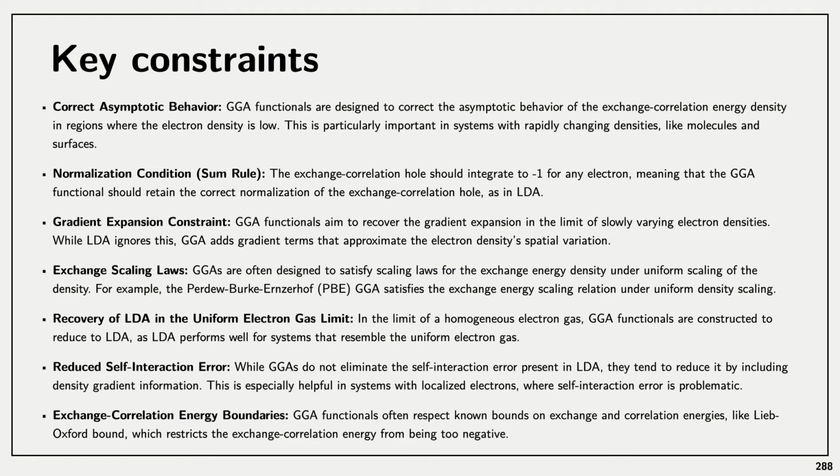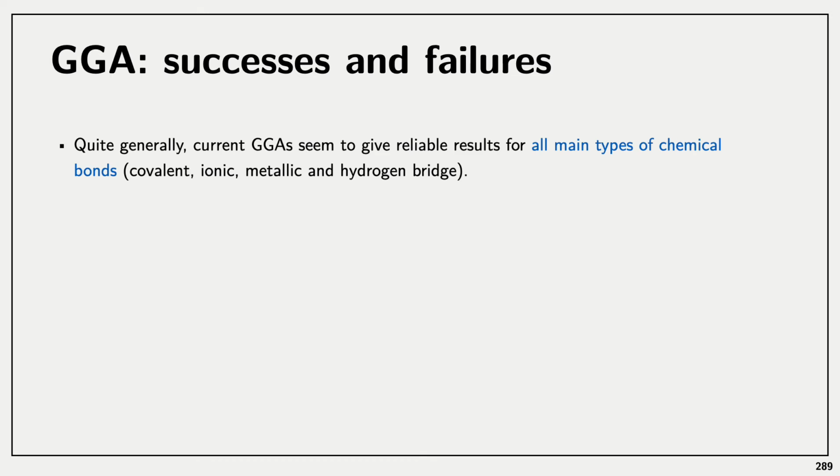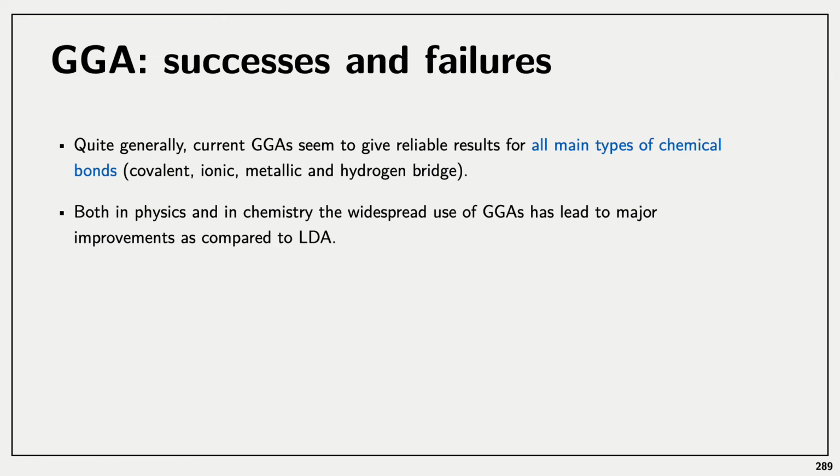So GGA has improved things significantly, and let's talk about the successes and failures. GGA is pretty good with the chemical bonds, at least the covalent, ionic, and metallic. Not van der Waals, as a future point is going to show. So GGA is an improvement over LDA. Again, that can also account for the increased popularity of DFT in the early 90s, and that actually still survives today.